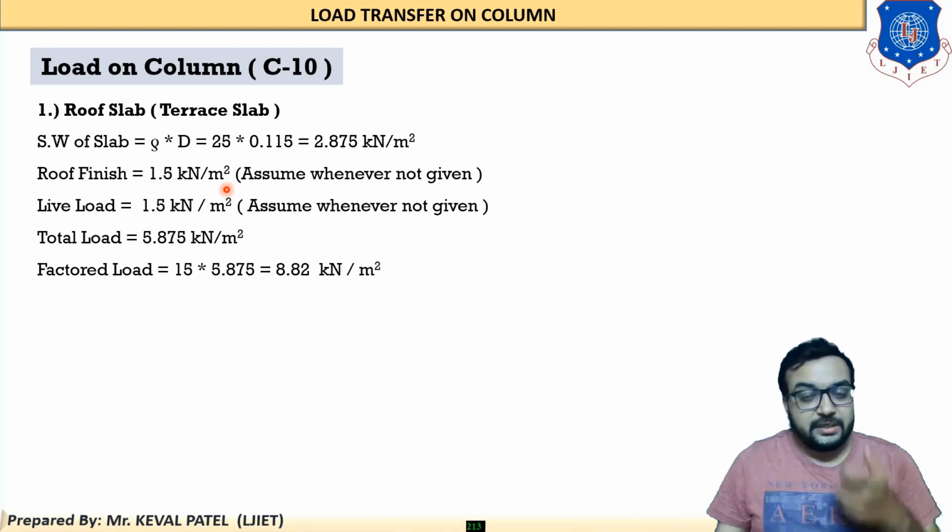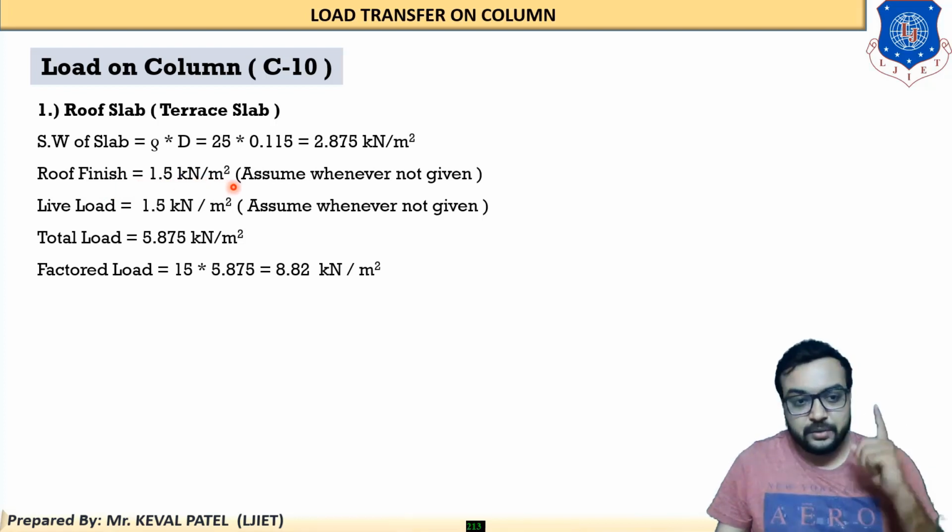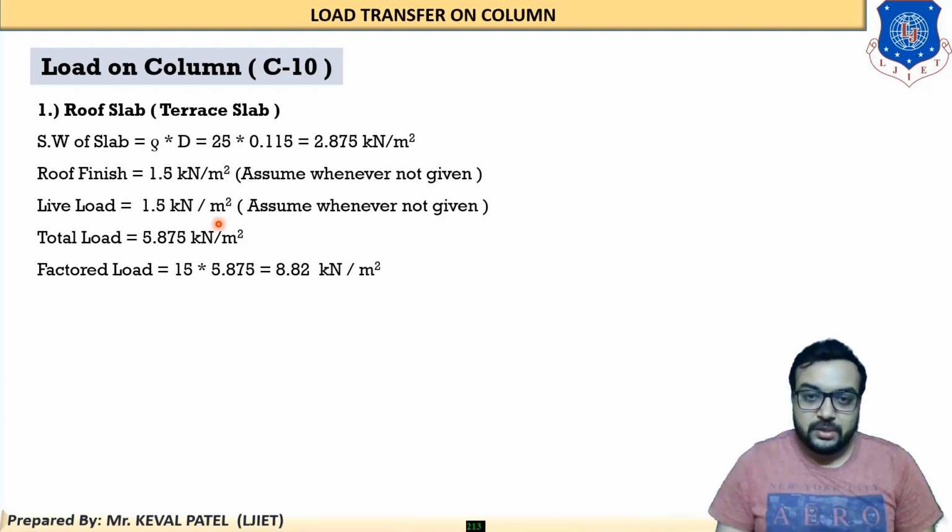Whenever it is not given in the question, we have to assume roof finish is equal to 1.5 kilonewton per meter square on the top of the roof. Similarly, whenever live load is not given at roof level, then it is also assumed as 1.5 kilonewton per meter square. So students, these are the main three loads.